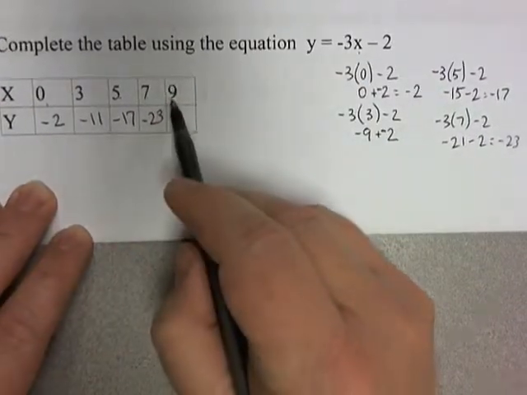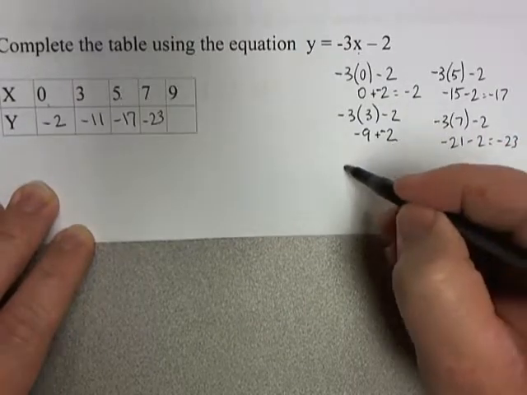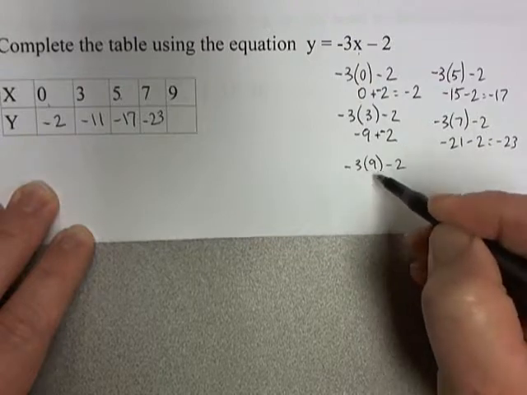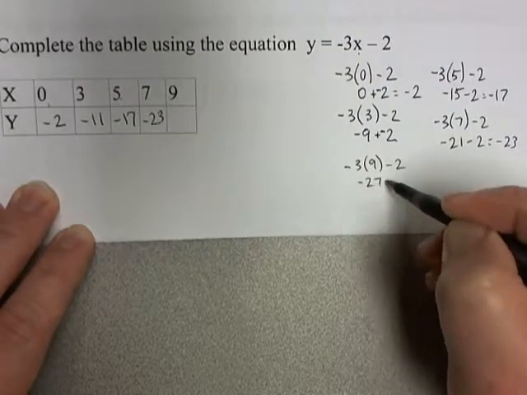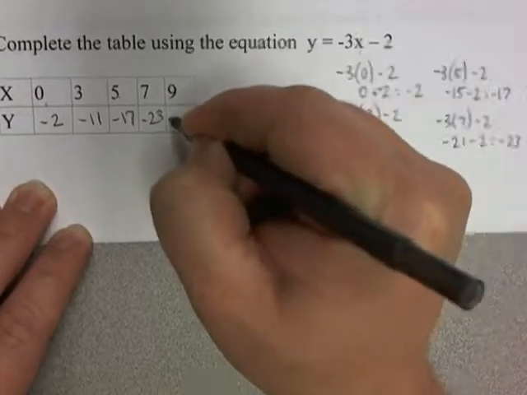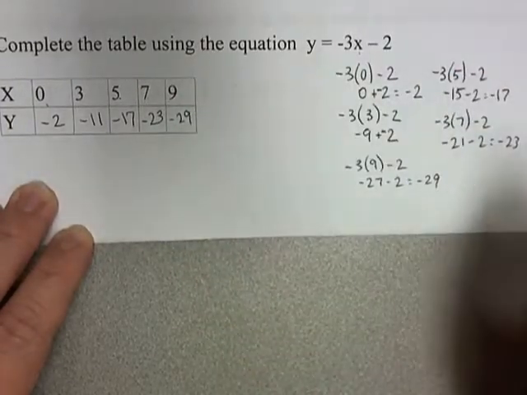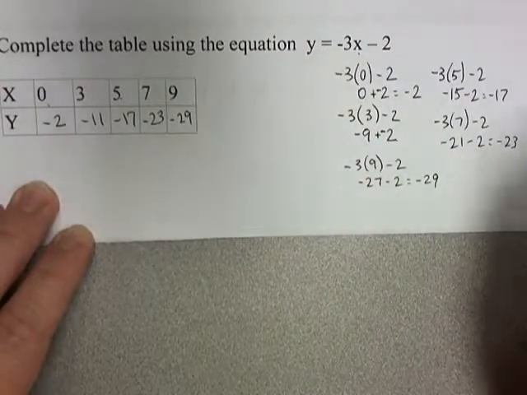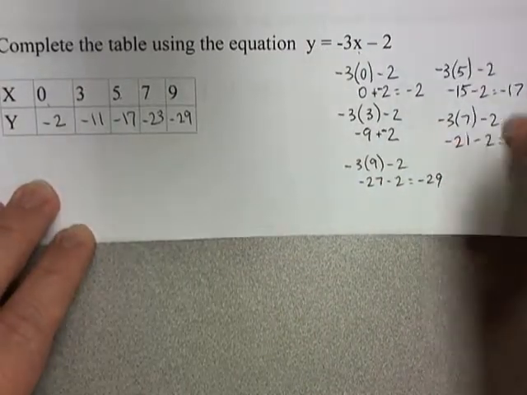And lastly, when x is 9, -3 times 9 minus 2. -3 times 9 is -27. Minus 2 equals -29. So that completes the table using the equation y equals -3 times x minus 2. Next question.